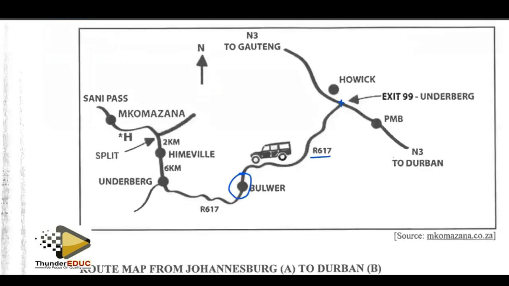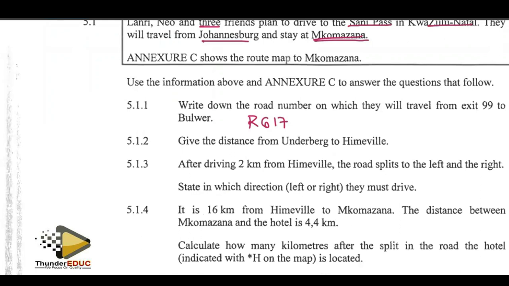Let's come back here. From here to there, the distance is this one here. Distance is 6 kilometers. They're driving 2 kilometers from Inver and the road splits to the left. Okay. The road splits to the left and the right. State in which direction, left or right, they must drive.